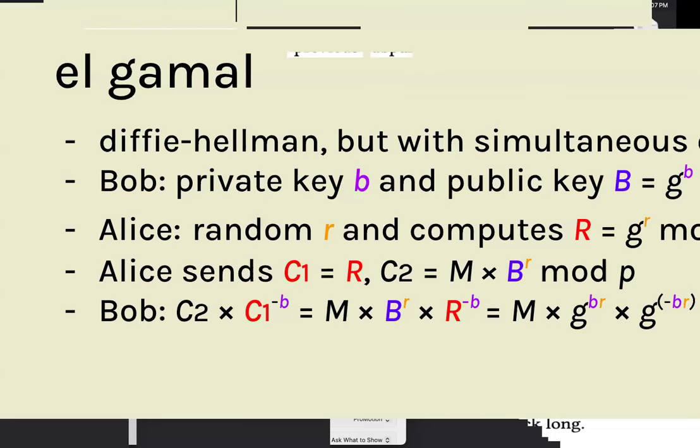So for ElGamal, it's just Diffie-Hellman, but with simultaneous encryption. So Bob has the private key B and publishes the public key G to the power of B mod P. Alice picks a random R and computes G to the R mod P. Then Alice sends two messages. The first one is just G^R. The second one is M times (G^B)^R mod P. And Bob can use this information to decrypt using his private key and get back the message.